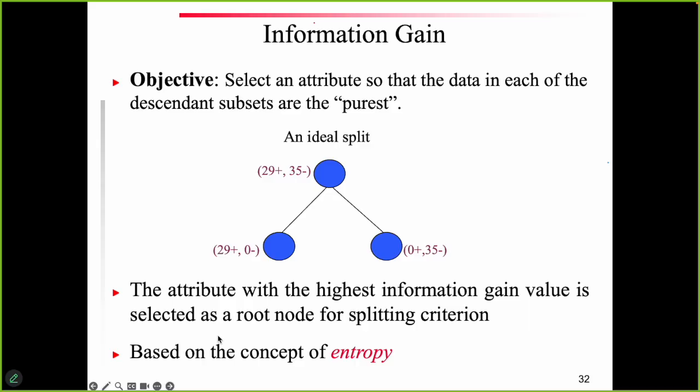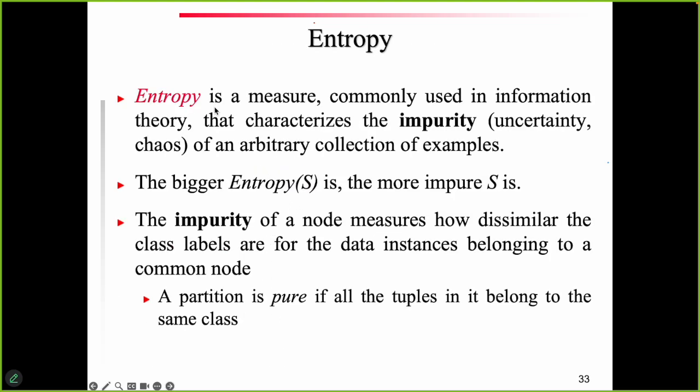Another important thing is that information gain is based on a concept called entropy. So before I can explain the formula for information gain, you need to know what entropy is. Entropy is a measure commonly used in information theory that characterizes the impurity of an arbitrary collection of examples. So what do I mean?